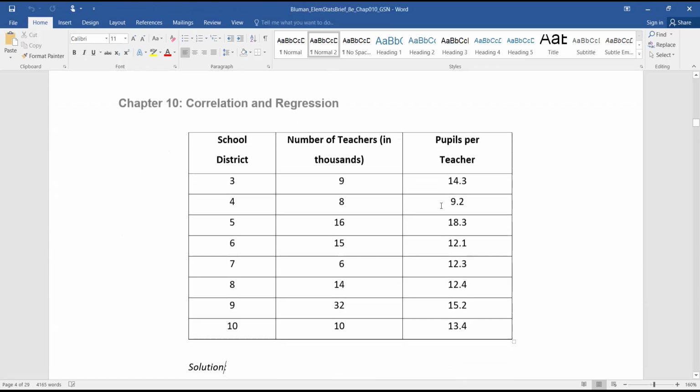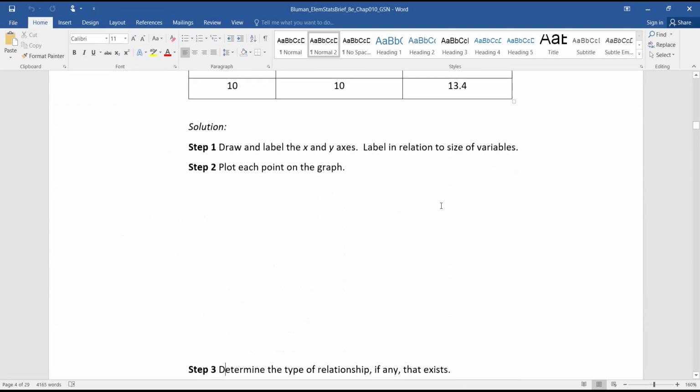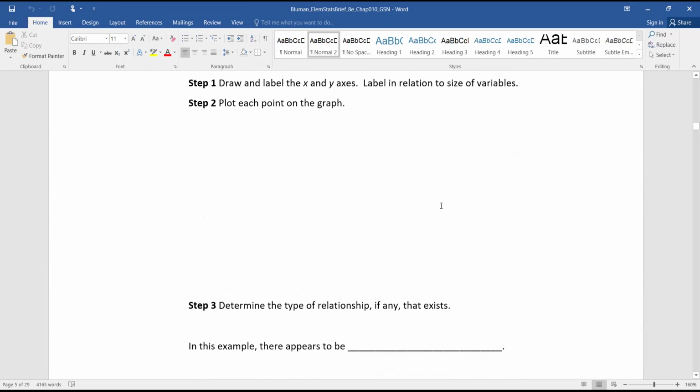So when I draw out my scatter plot, I start off with my X and Y axis. So this will be my X, this will be my Y. I'll name this the number of teachers in the thousands.